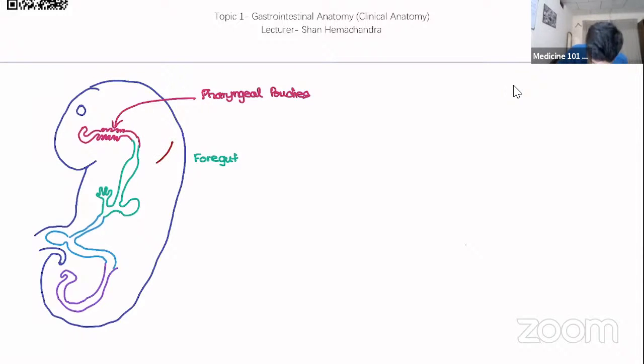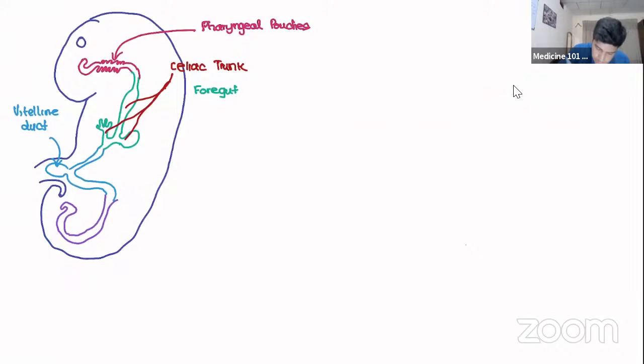This entire region is supplied by which branch of the abdominal aorta? The celiac trunk, yes. Over here I drew this out pouch, called the vitelline duct. Now this region is called the midgut. These names are not hard: foregut, midgut, and hindgut. The midgut is supplied by which artery? The superior mesenteric artery.